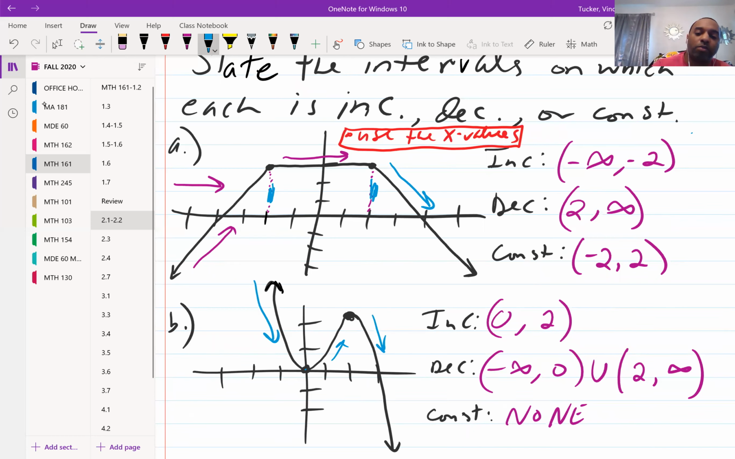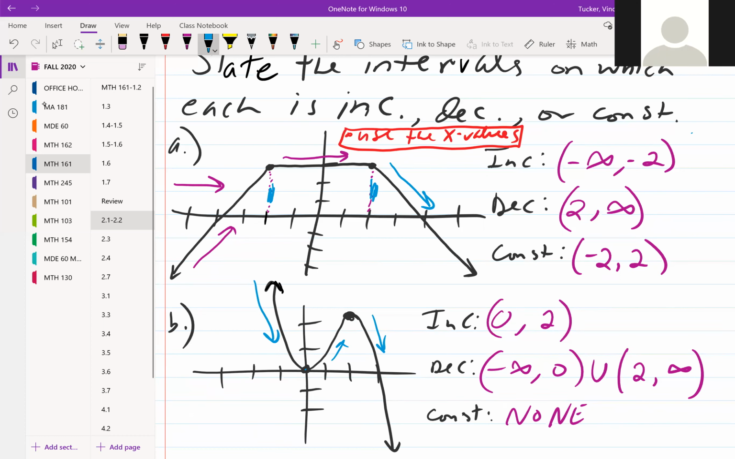And then from that 2 to positive infinity, remember we talked about going all the way to the right to infinity, it's going down again. So that's where we have this part right here. So it's actually decreasing on 2 intervals and increasing in that middle part, the middle slot. And then there's no constant in this graph, no constant interval. All right, any questions?